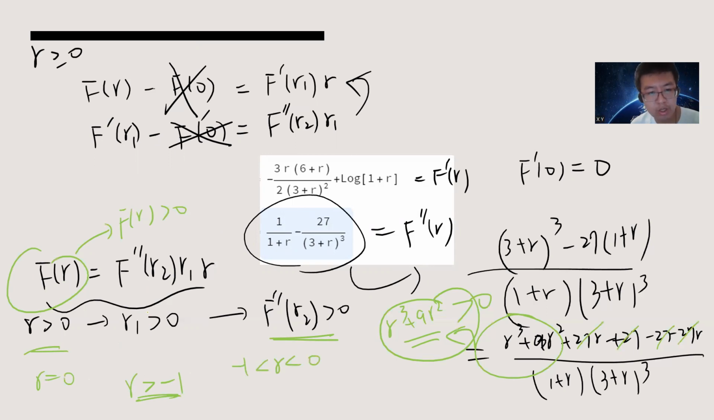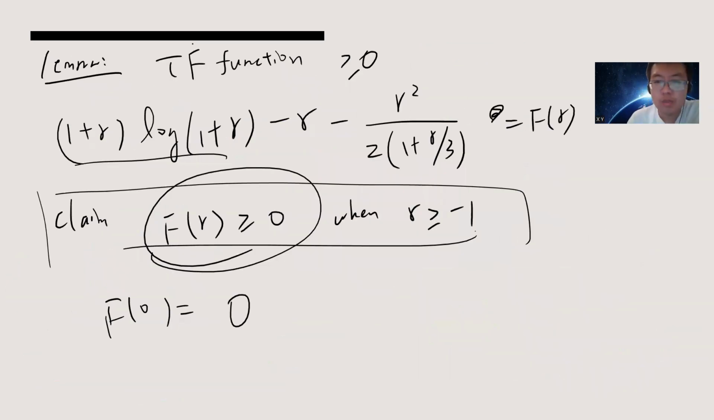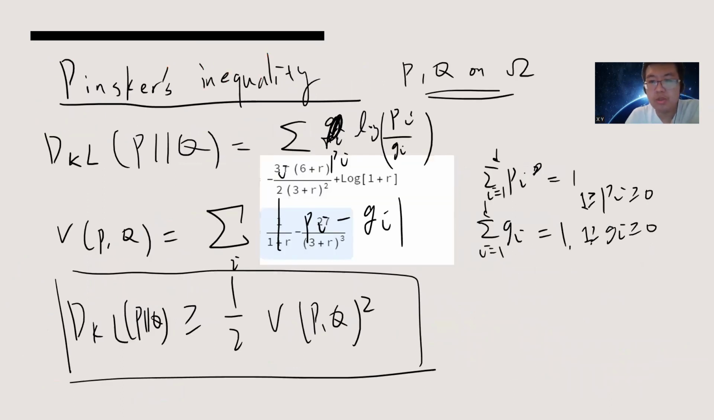And you can do this when r is less than 0, and then you use these two lines where r1 is negative. R is negative, so both are negative, and you're asking the same thing, whether the second derivative is greater than or equal to 0. And obviously r cubed plus 9r squared is greater than or equal to 0. You can check that r cubed plus 9r squared is greater than or equal to 0 when r is greater than or equal to minus 1. Very easy to prove. So now we have proposed these two powerful lemmas, and now we can prove Pinsker's inequality trivially.